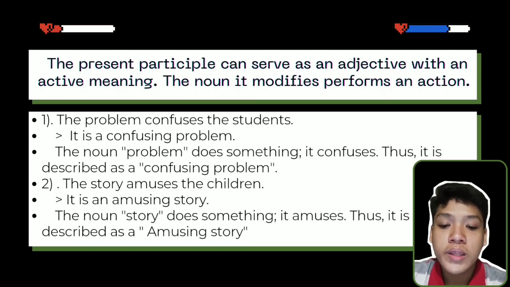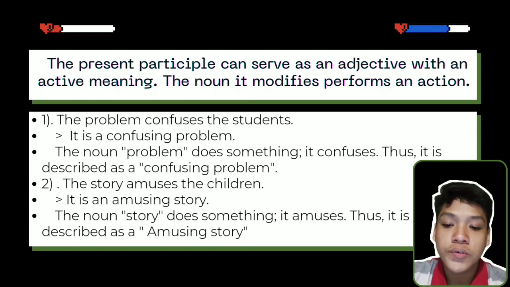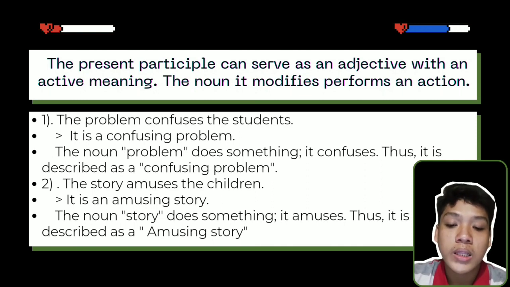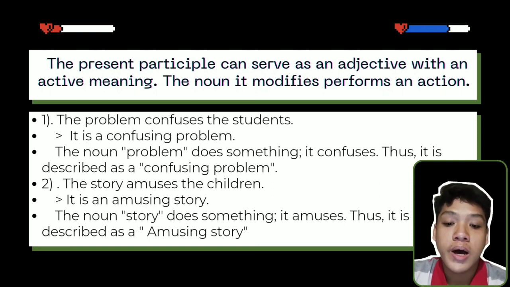Adjectives with ending ing are used to describe the characteristics of someone, a situation, or things. Jadi, present participle dapat berfungsi sebagai kata sifat dengan makna aktif. Kata benda yang dimodifikasi melakukan tindakan. Adjektif dengan akhiran ing biasanya digunakan untuk mendeskripsikan karakteristik seseorang, situasi, atau benda yang biasanya diawali dengan me atau ber.